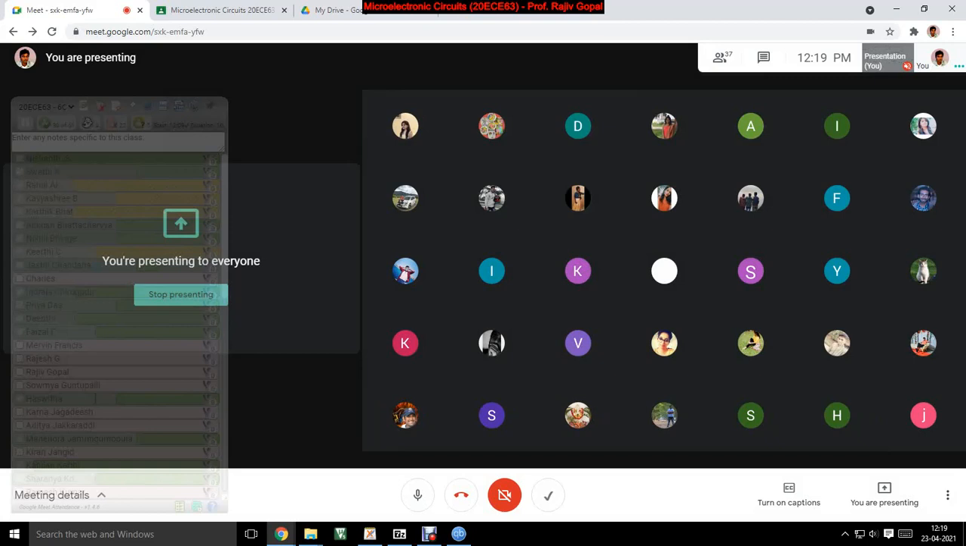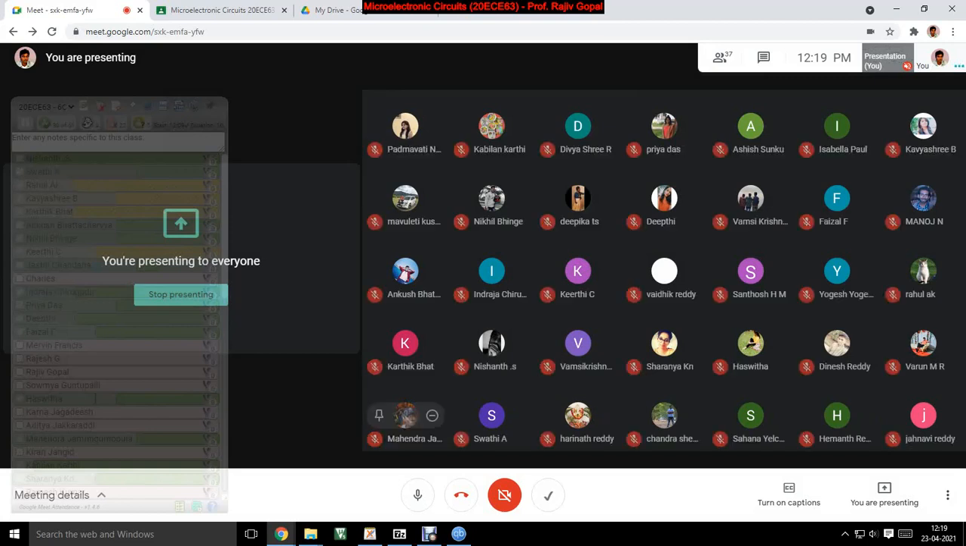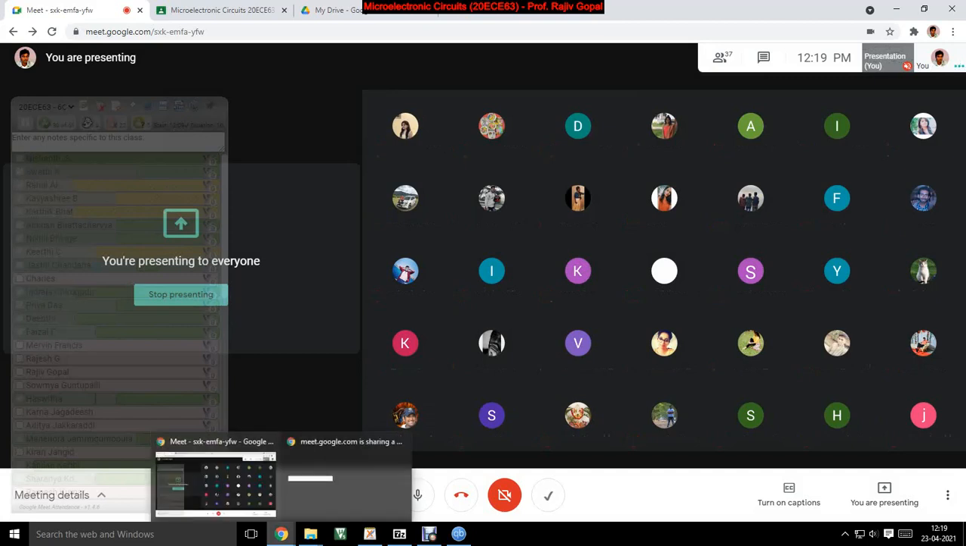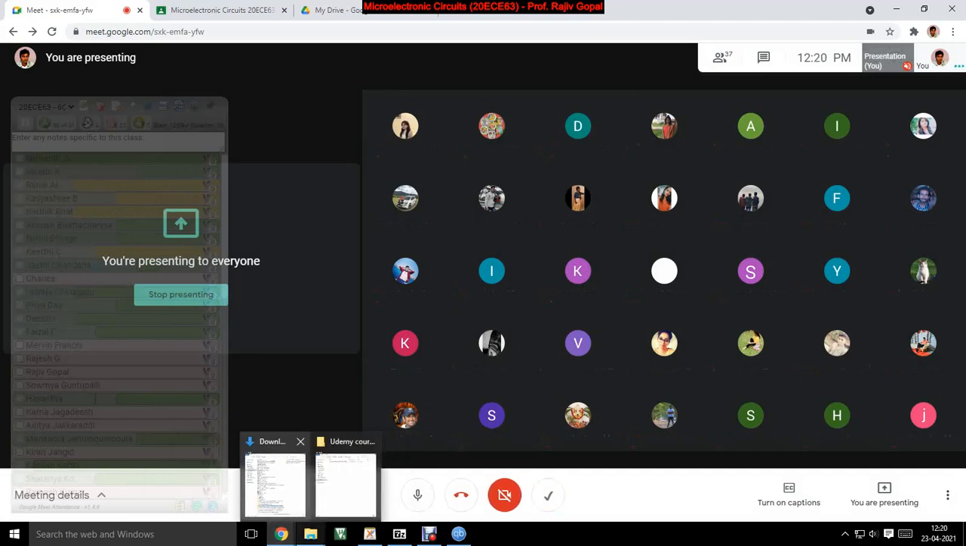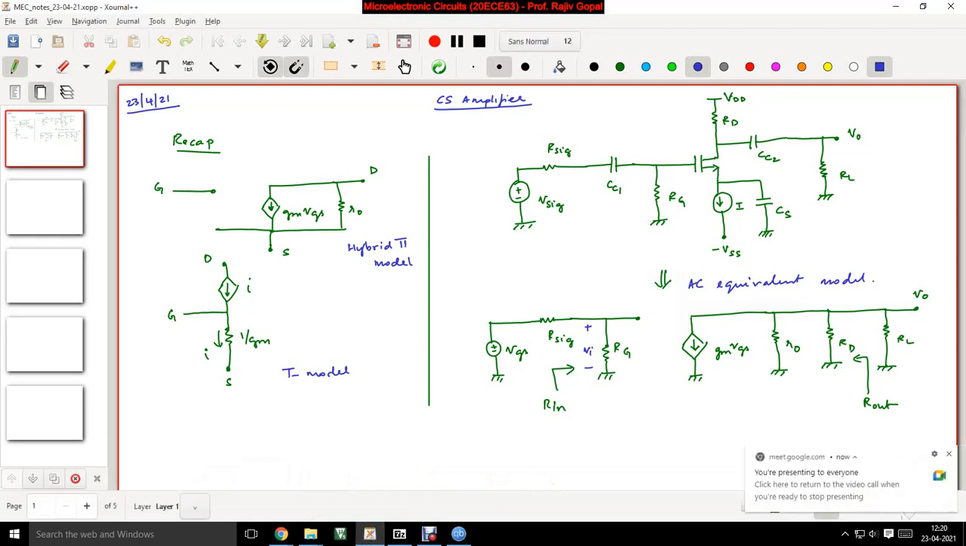Right, and we also saw the CS amplifier, the common source amplifier. Again, there are two types: one without source resistance and one with source resistance. We saw without source resistance in the last class. There was no source resistance, so that is this circuit. Vsignal is the actual source, and Rsignal is the internal resistance of that voltage source.